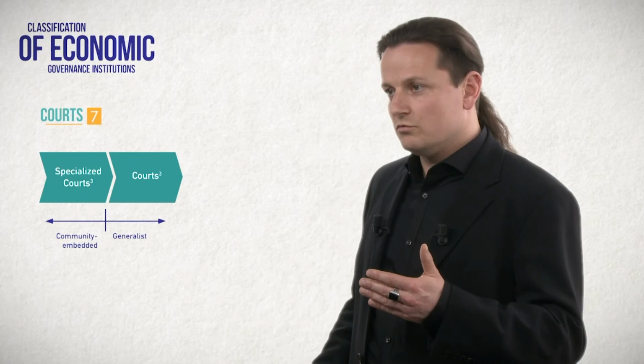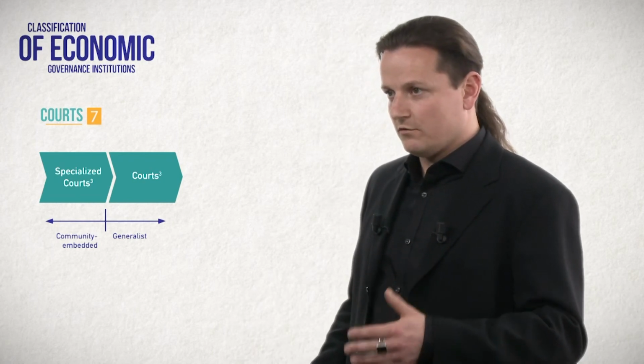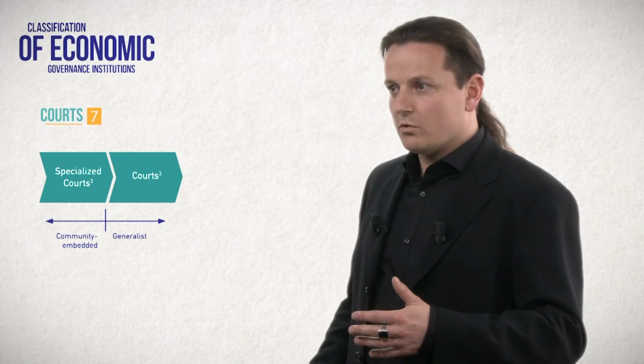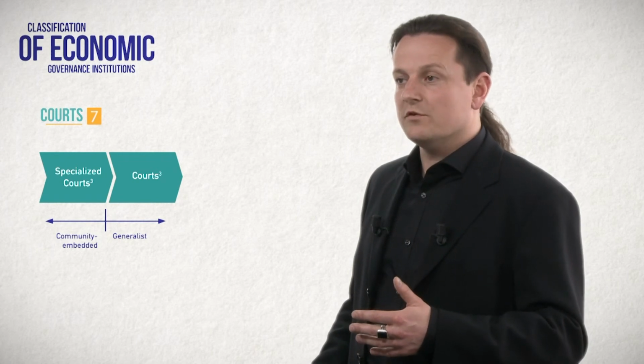And then we have general courts, which only rely on the law and the information they get in the courthouse. They review whether the burden of proof was taken by one of the litigants and adjudicate based on general standards, and explicitly do not rely on informal information. General courts are the most impartial, but also the most expensive enforcement institution.